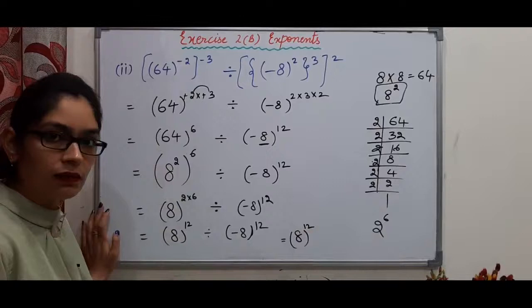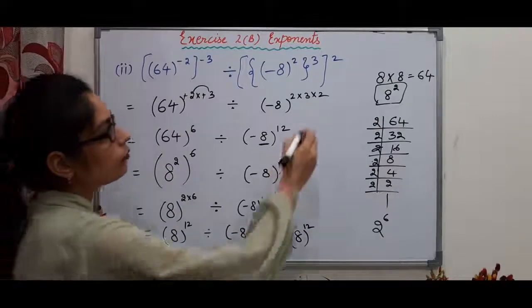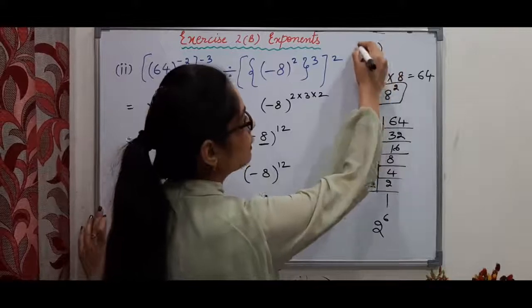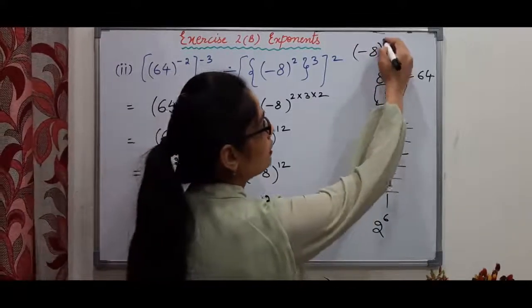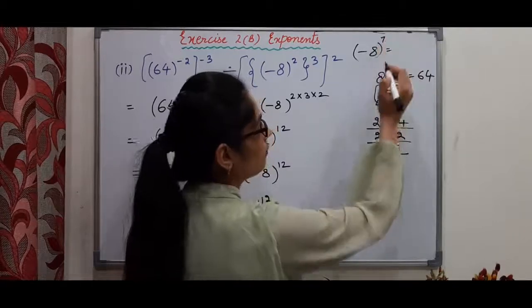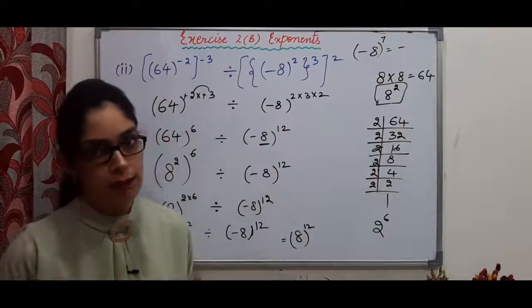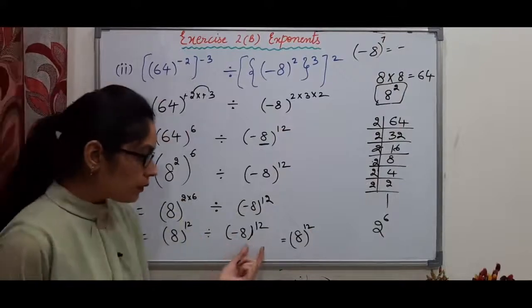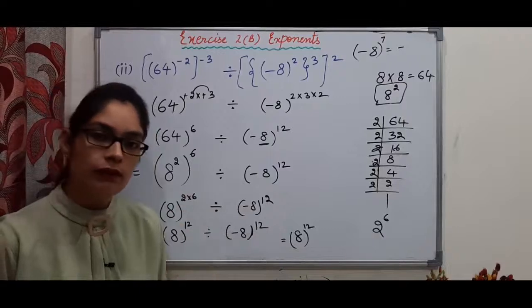This, because my answer will be positive, power is even. See, for any negative number, if I take minus 8 also, if its power is an odd number like 7, then its answer will be in negative form. Odd power, answer will be negative, but here power is even. So whenever even power is there, answer will be positive.